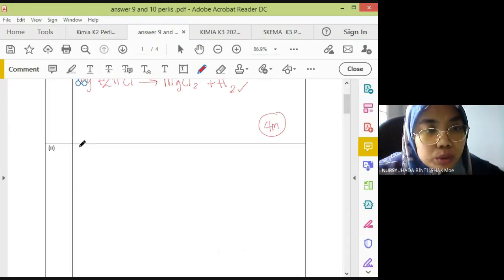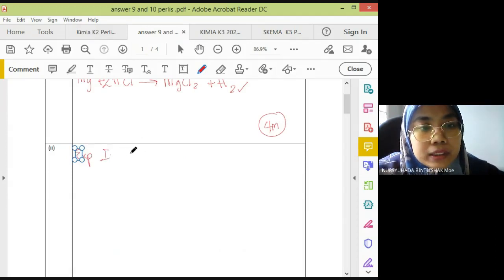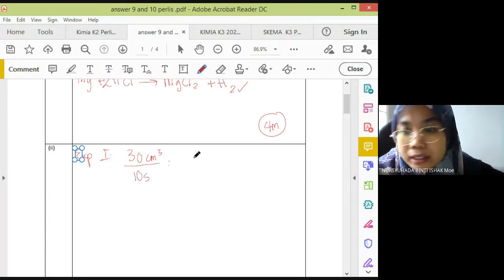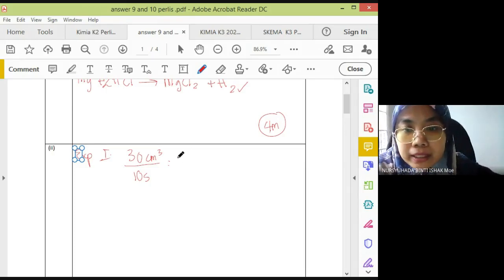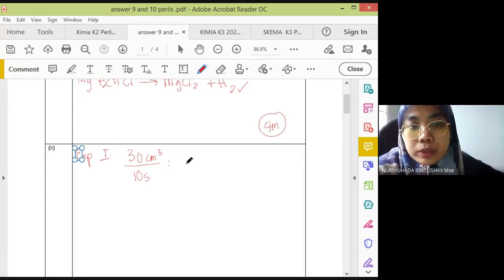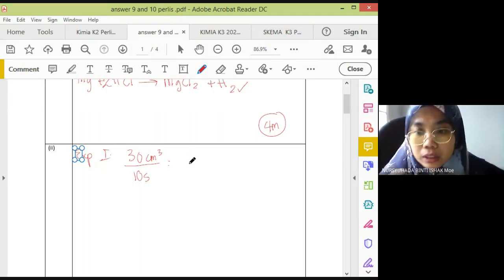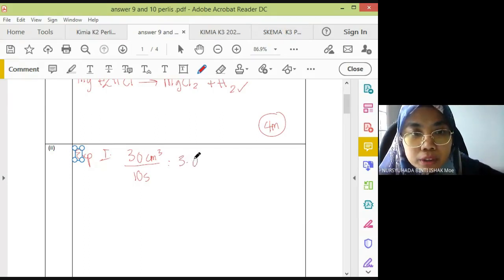Okay, now kita pergi kepada jawapan. Okay, here. So for experiment 1, kita collect both sama is 30 cm cube. And then for experiment 1, masa yang diambil adalah 10 second. So your answer is, berapa jawapan? 30 cm cube divide by 10 second. Your answer? Respond anyone, what is your answer? 3.0 cm cube per second.